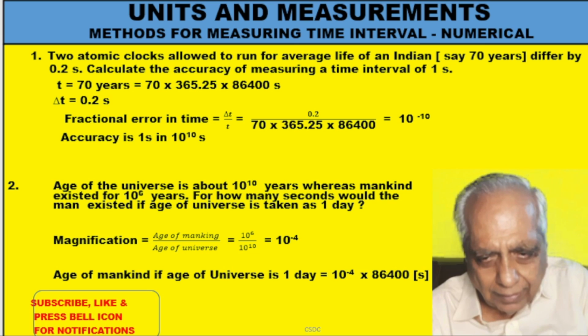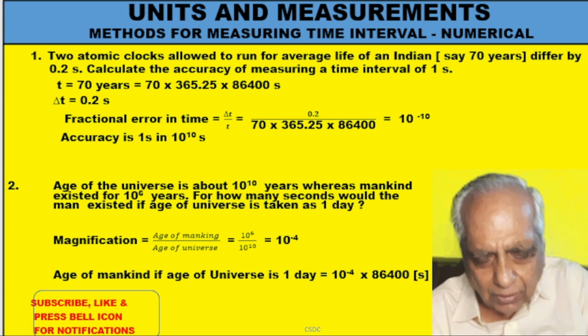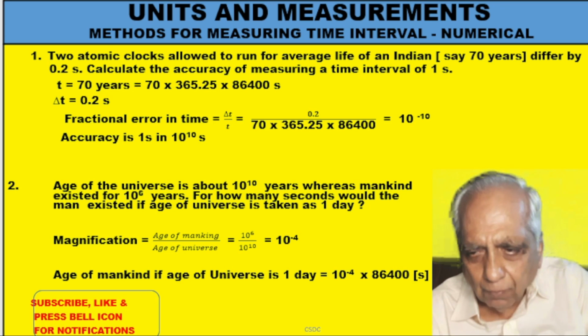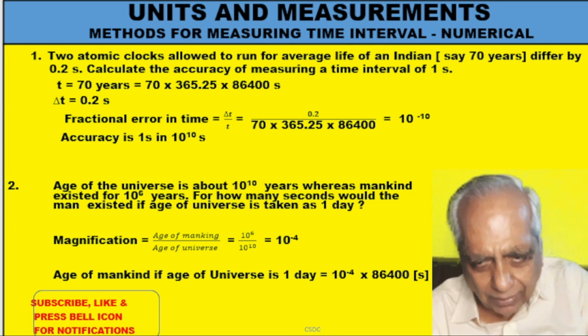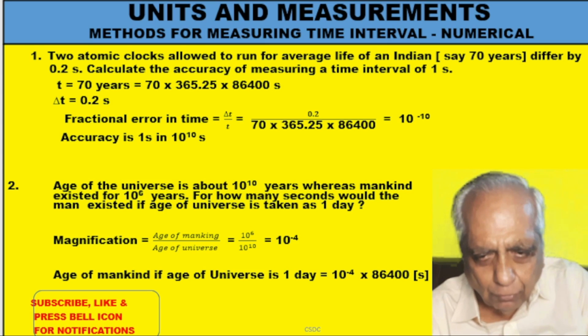So what is the accuracy of measuring? The time is 70 years. We calculate 70 years into seconds, because we are asked to find the accuracy in 1 second. So 70 years means 70 into 365.25 days. One year has 365 into 0.25 days, because after every 4 years there is a leap year. 70 years is a very big period, so many leap years will come. And 1 day has 86,400 seconds. So you multiply all this, I will get my time in seconds. And delta t is 0.2 seconds.